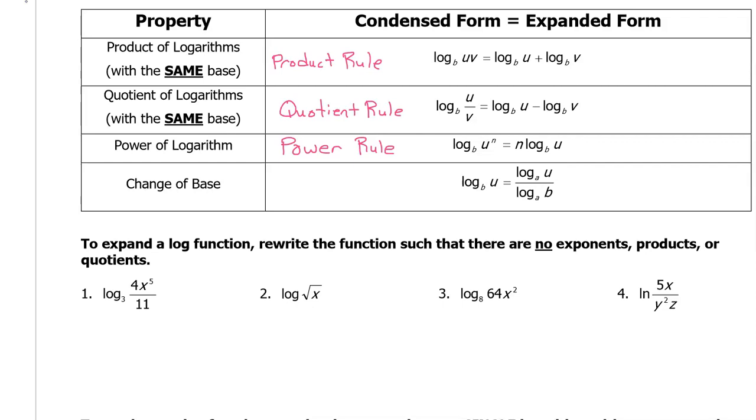Everything on the left side of the rule is considered condensed form. Everything on the right side of the rule is considered expanded form. And we need to be able to go back and forth between condensed form and expanded form. So that's what we're going to practice today. So looking at problem number 1, problem number 1 is really a combination of the product rule and the quotient rule.